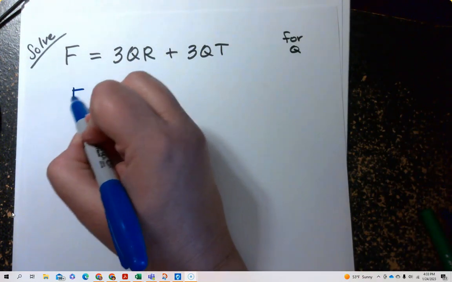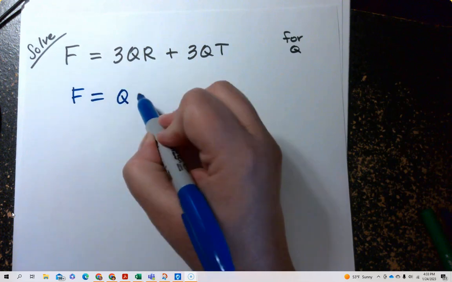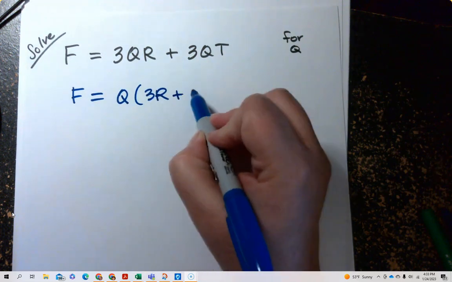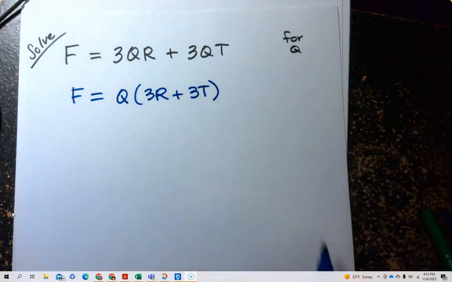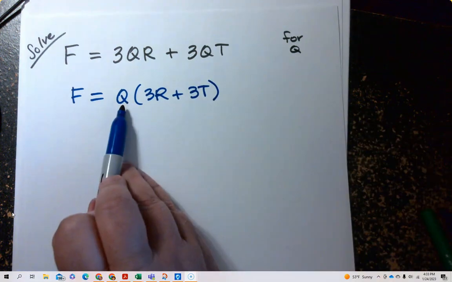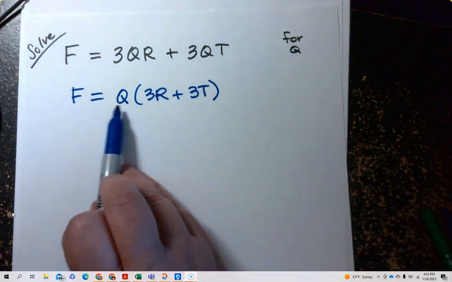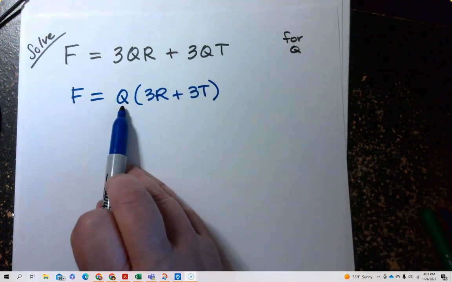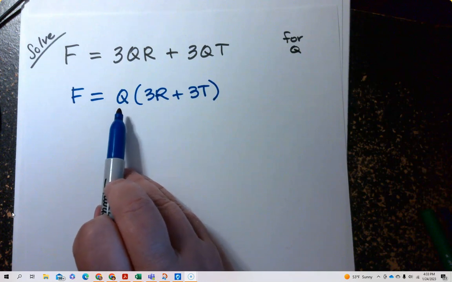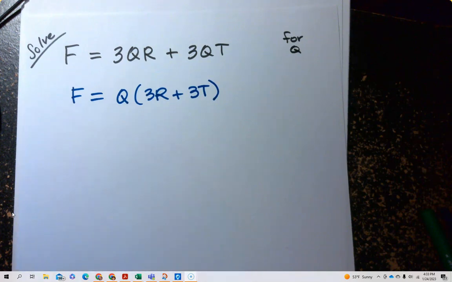I'm going to say, okay, this is q times 3r plus 3t. Now, why didn't I bring the 3 out? Because I'm trying to get q by itself. That's the whole goal here. So I'm going to move it. When I move it out, I've already sort of isolated it a little bit. It's not alone on the whole side of the equation, but it's sort of alone out in front. So that's kind of nice. I'm headed in the right direction.